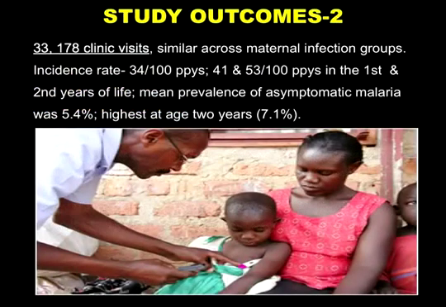In all, more than 33,000 clinic visits were accumulated across the maternal infection groups. The overall incidence rate of childhood malaria was 34 per 100 person years, highest in the first and second years of life, as is normally the pattern, and tailing off after the third year. The mean prevalence of asymptomatic malaria in the children was 5.4%, again highest at age 2 years.